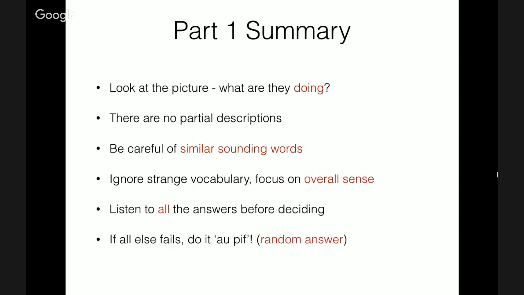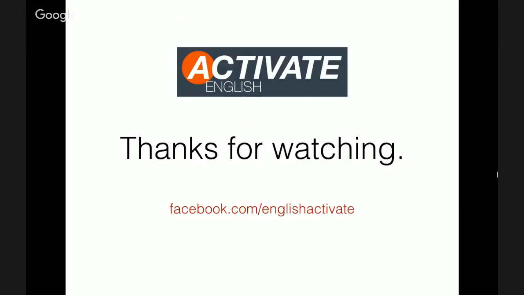And if everything else fails, you do, as the French say, au pif. So just put anything. Okay, I choose A. Or choose A for everything when you don't know. And then at least you take chance out of the equation. You just say, okay, if I don't know, I'm going to choose A. And just every answer, choose A if you don't know. Okay. So that's it for part 1.